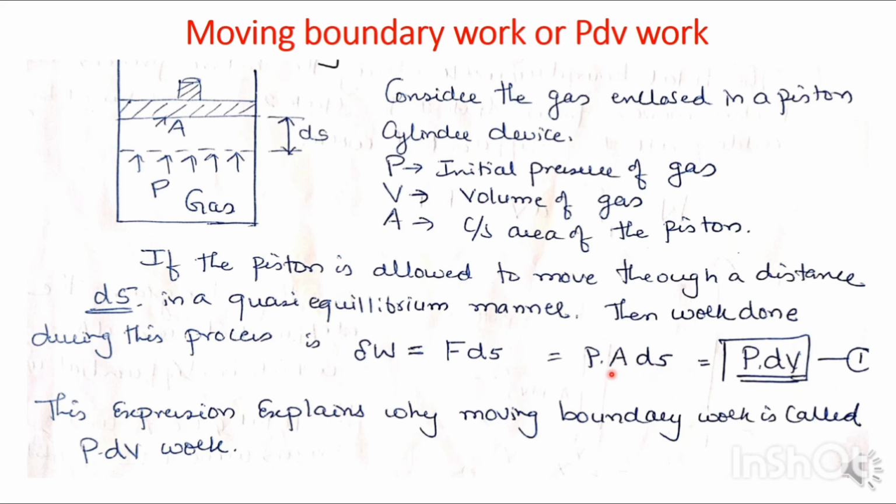The cross sectional area of the piston, this area into this length, is nothing but dV, that is the change in volume. You can see here, this length into this cross sectional area. So I can replace this A into ds by dV. So how will I write this expression now? Delta W is equal to P into dV. This expression explains why the moving boundary work is called the P dV work.